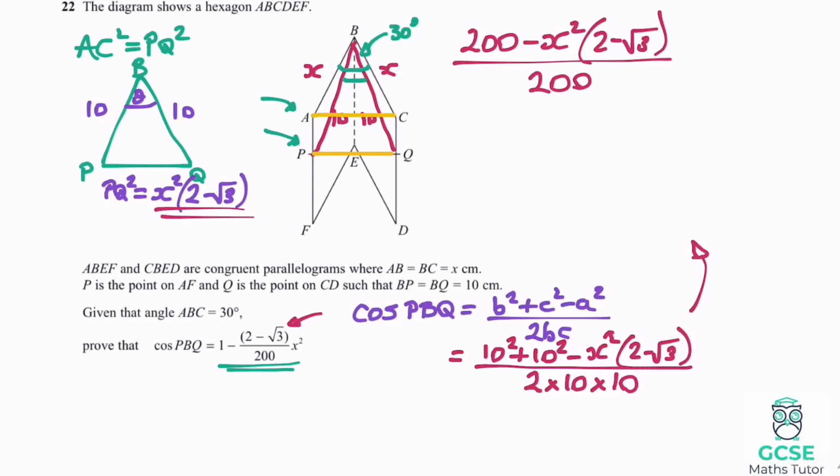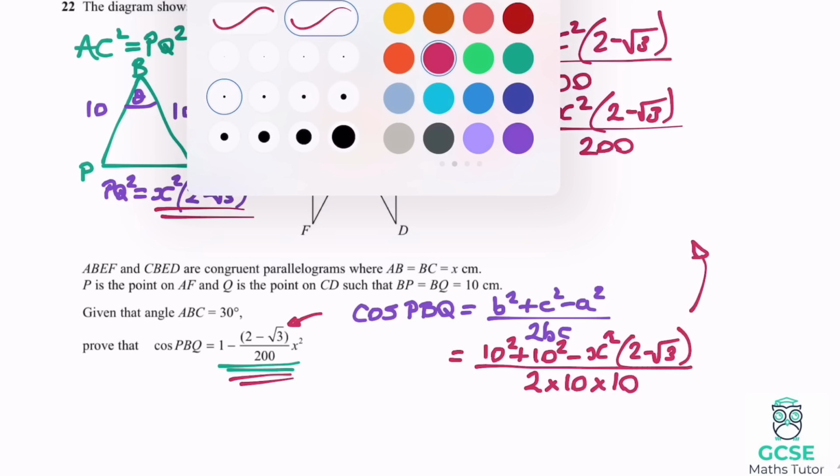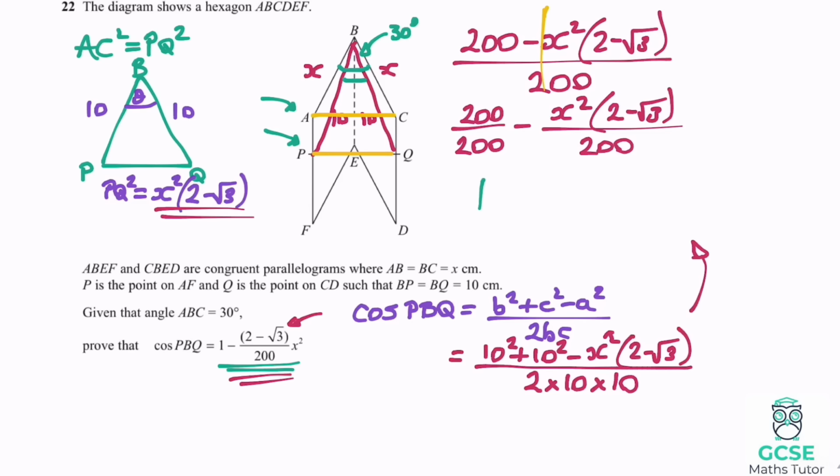There we go. Now we just need to think how we can make this match what's in the question there, because it says it's 1 minus that over 200. Now what I can do is chop this fraction in half at that minus sign, and put both parts over 200. We can do that because 200 over 200 is going to make our 1. So we have 200 over 200, take away x squared brackets 2 minus root 3, and that's all over 200 as well, so I've just split the fraction into 2 there.